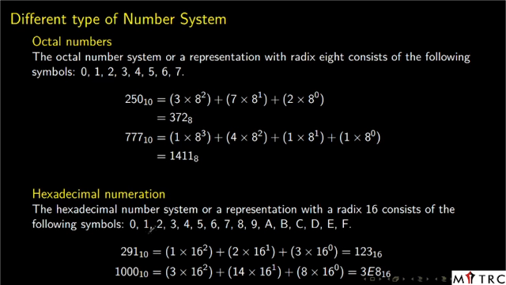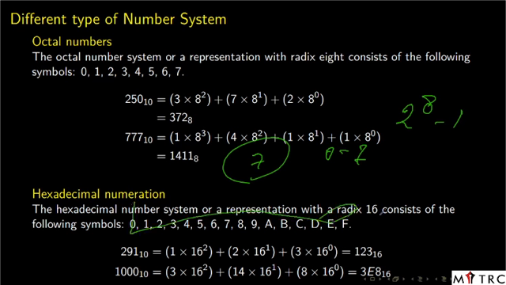Similarly, we have the hexadecimal number system. In the octal number system the maximum symbol is 7, 0 to 7. In the hexadecimal number system, we use 16 symbols. So it is a radix 16 number system.